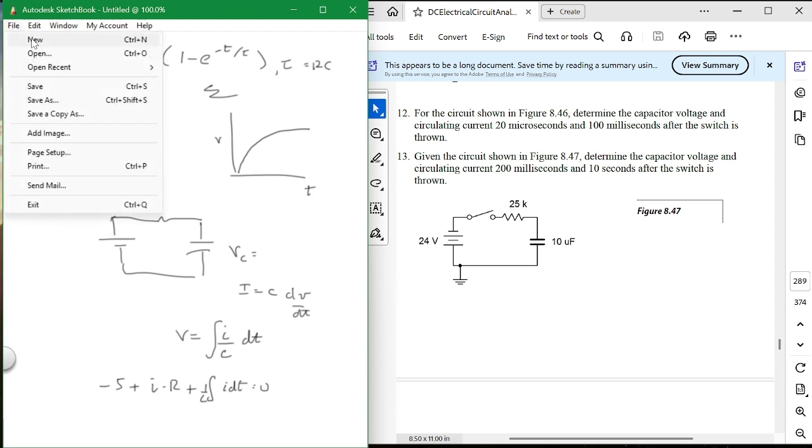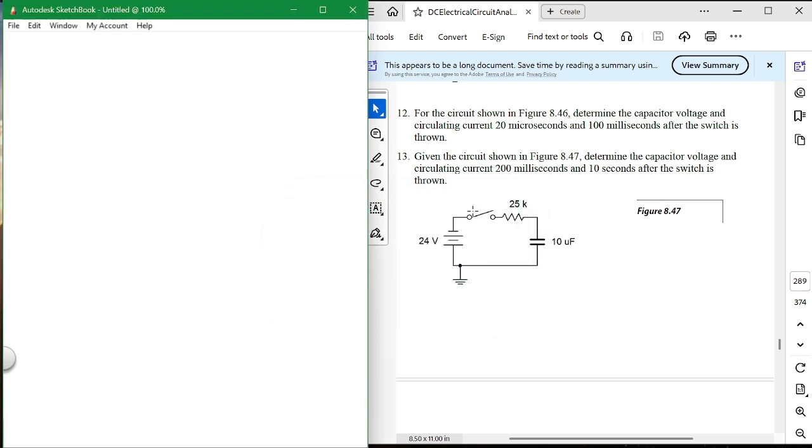Everybody, take 20 seconds and write the equation for this one. Write for the voltage. It says find the capacitor voltage and circulating current 20 milliseconds after the switch is closed, and then 10 seconds after the switch is closed. So this is even further: writing the equation and then evaluating the equation. So at 200 milliseconds, let's just do that one, and just find the voltage. And then we'll go back and find the current. So you do it.